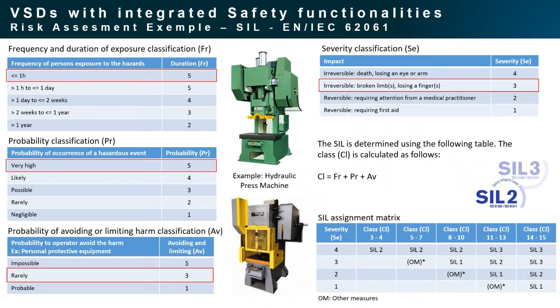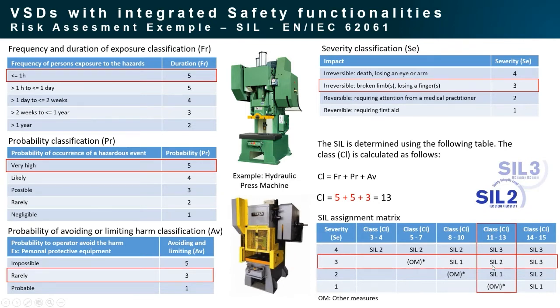So in the end, how can we classify the machine according to all these topics? Firstly, we will check the severity classification, and we will put it in this line. Additionally, we will do a sum of all the other topics, including frequency, the probability, and also the probability of avoiding. And checking the sum, in this case, 5 plus 5 plus 3, if I'm not wrong, is 13. So we will check in this column 13 related to the class, and we will find, crossing the line and column, the safety integrity level number 2.